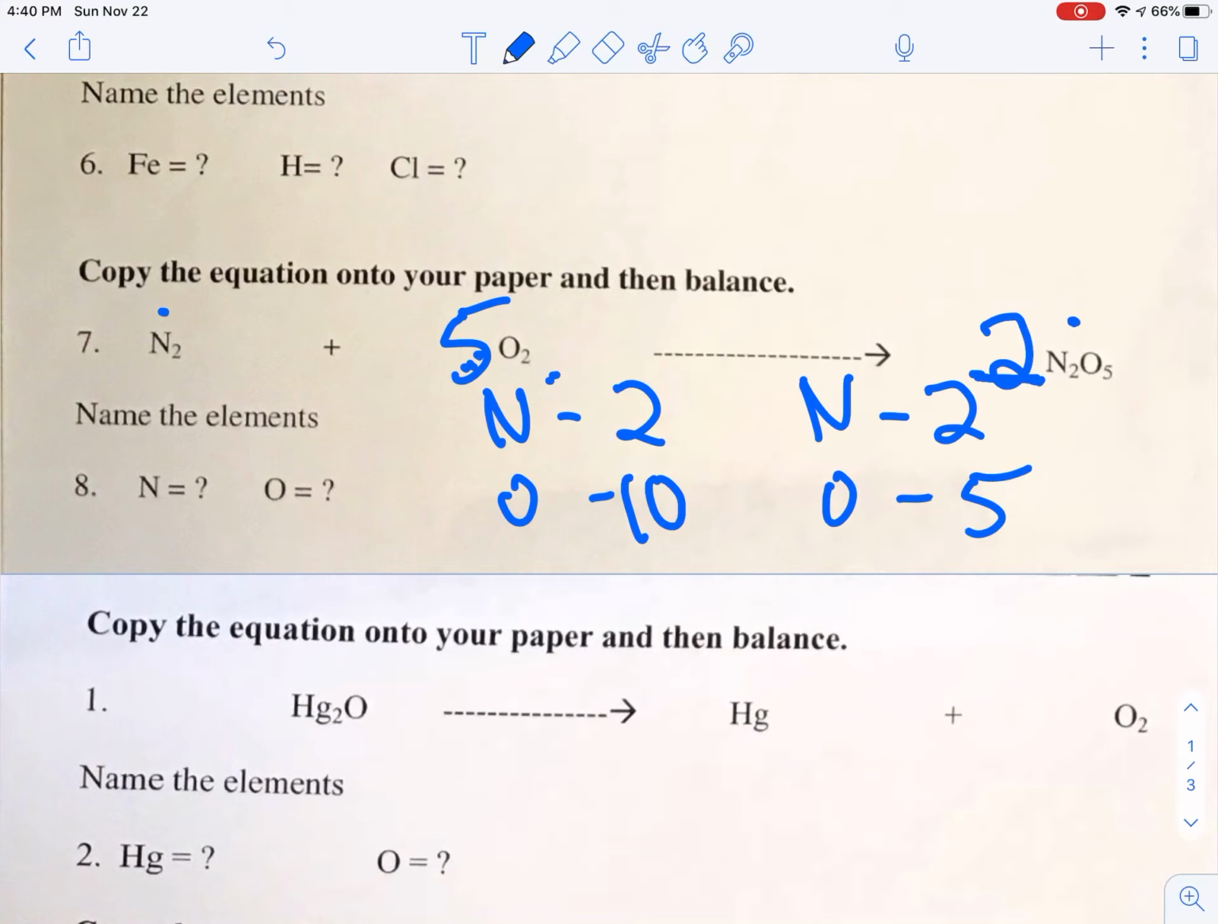If I put a 2 there, this 2 goes for everything behind it, plus the subscript only goes for what's in front of it. What's 2 times 5? 10. But in the process, how many nitrogens have I made? 4. I wonder what number I'll put there on the left to give me 4 nitrogens. I'll put a 2, and that makes 4. And you can see the whole thing is balanced: 4 nitrogens on each side, 10 oxygens on each side.